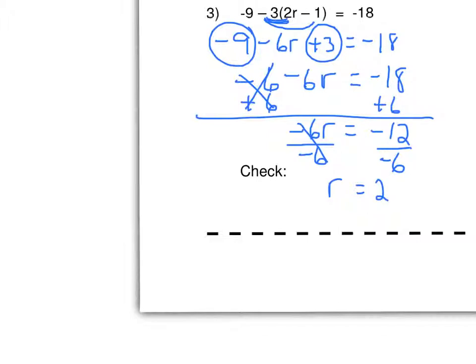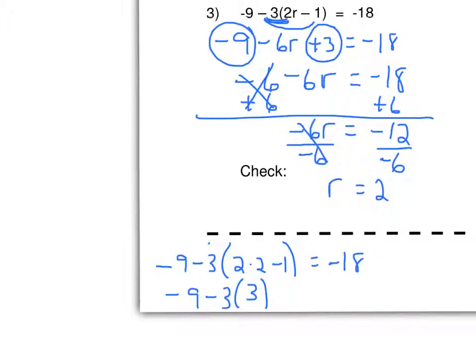I can double check. Take the negative 9 minus 3, then do 2 times 2 minus 1. Does that equal negative 18? First I do the parentheses. 2 times 2 is 4, minus 1 is 3. So it's negative 9 minus 3 times 3. Does that equal negative 18?